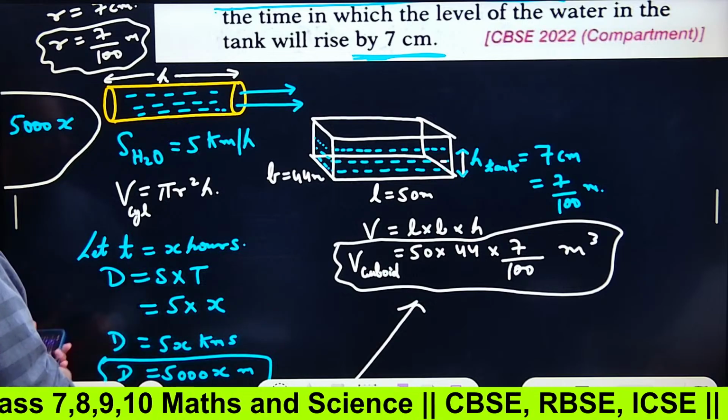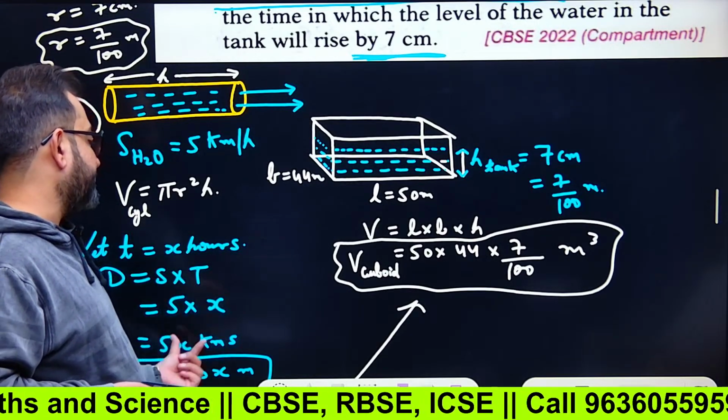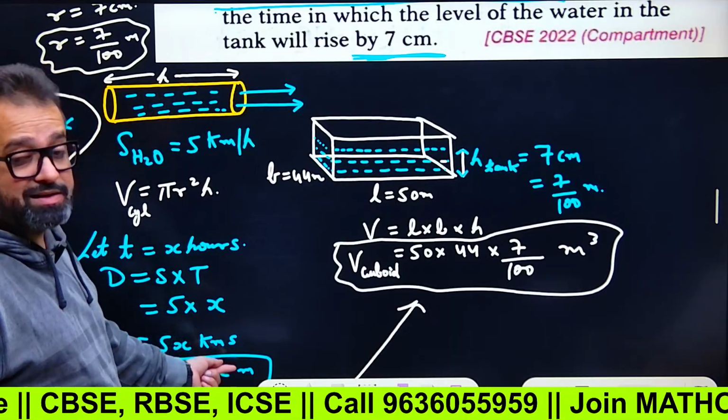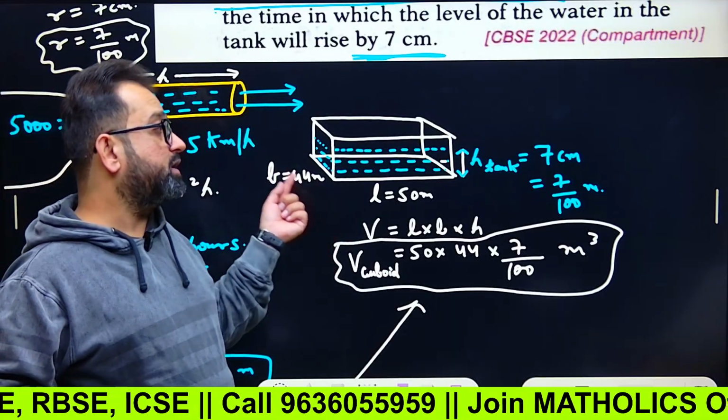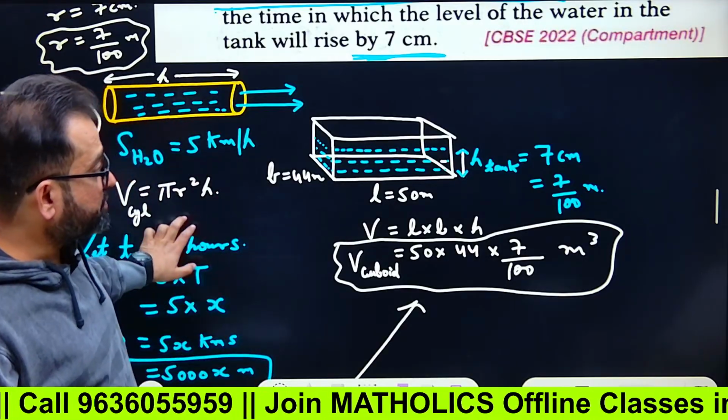Let the time be x hours. So distance will be 5 into x, that means 5x kilometers. This kilometers you have to convert in meters, 5000x meters. This you have to put over in this formula, pi r square h.